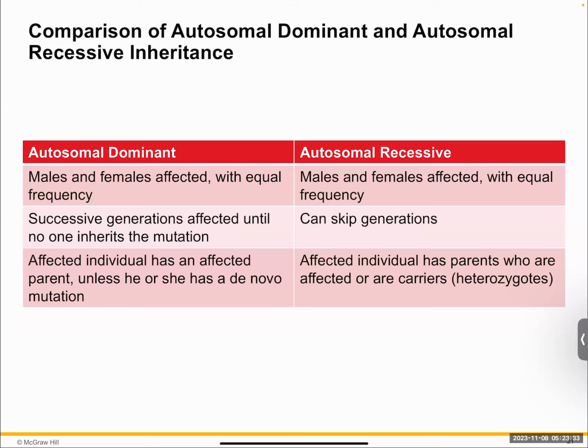Autosomal dominant, because of its dominant characteristic, does not skip a generation, which means every affected parent will pass that characteristic to their child, versus the autosomal recessive can skip a generation, not will skip it, can skip a generation. So you may see it in the grandparents and then the grandchildren. An affected individual has an affected parent. Again, if your parent has it, you will have it in your children, unless there is a de novo or a new mutation which prevents that from being passed down. And then an affected individual has parents who are affected or are carriers.